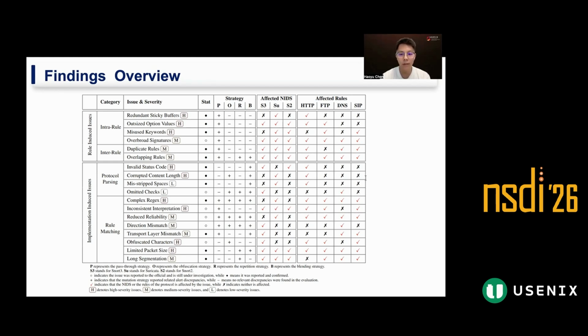We classified these issues into 2 broad categories. The first category is rule-induced issues, which originate from the rules themselves. The second category is implementation-induced issues, which come from the NIDS engines. In total, we identified 18 distinct types of issues. Let me walk through a few representative examples.